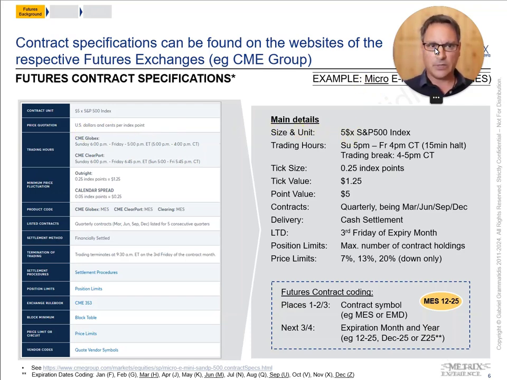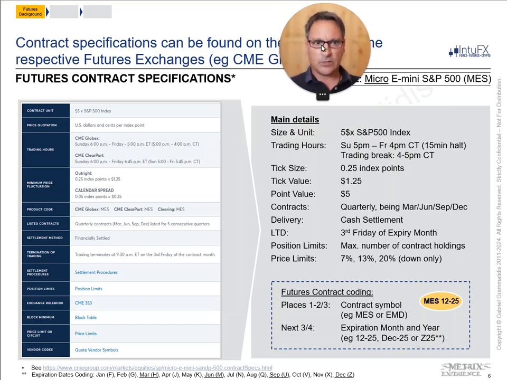So the Micro E-mini is a great contract to trade. That is five times the S&P index. These are the opening hours. And the tick size, so the smallest incremental move, is 0.25 index points. Whenever a tick goes up or down, that has a value for every futures contract, here $1.25. Every point change is $5. And futures contracts have expiries, for example quarterly expiries, cash settled, etc.